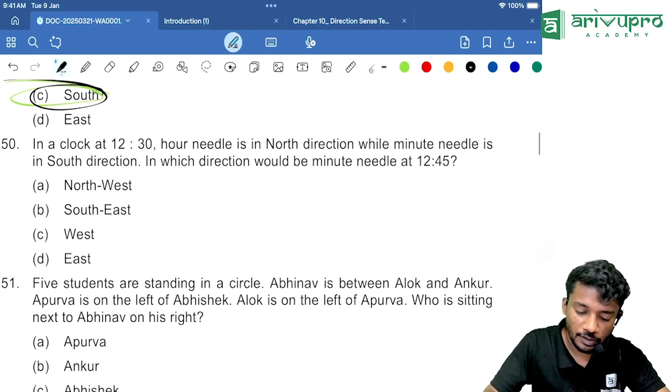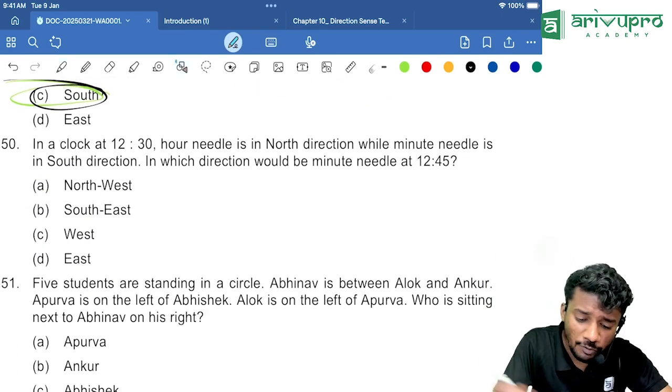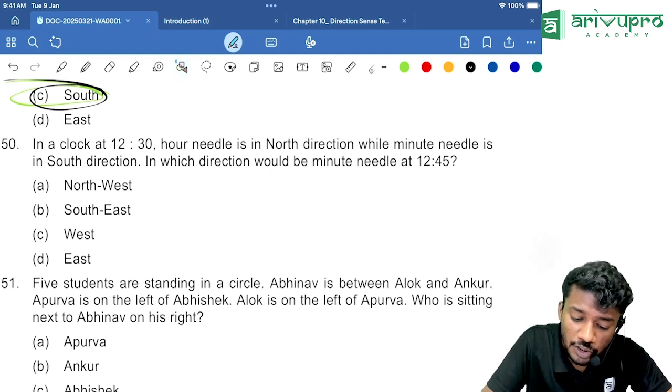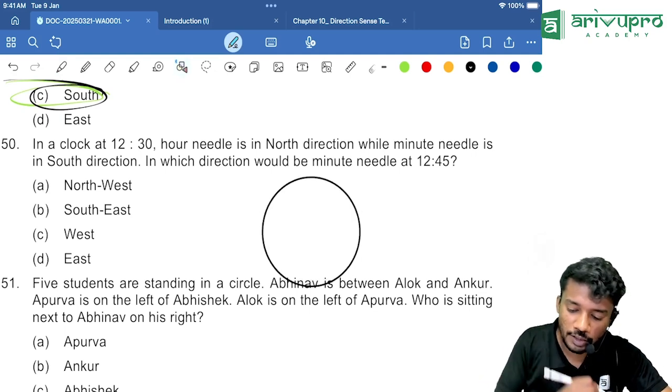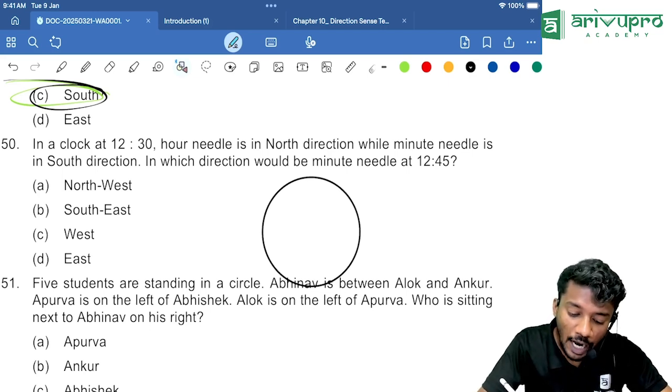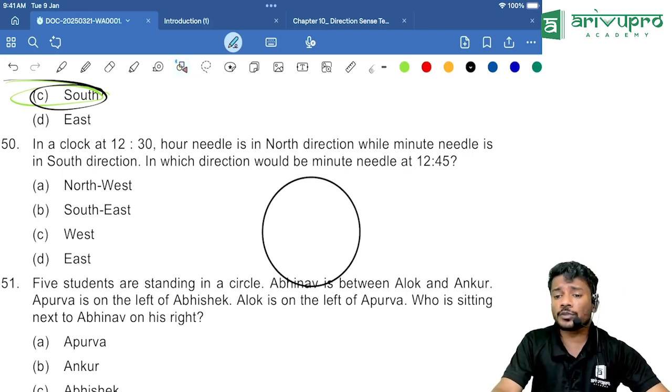Next one. In a clock at 12:30, our needle is towards the north direction. So draw the clock. What is happening? At 12:30, what will happen during 12:30?